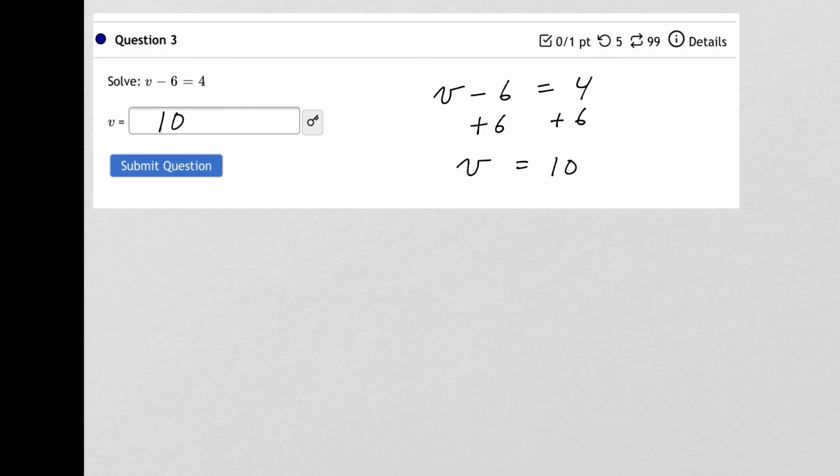And actually, how would you check it to make sure that you're correct? Because you can always check whether a solution is correct or not. You could plug it back in, right? You could take your equation where you have a v, substitute in 10, and check to make sure that this is correct. Well, 10 minus 6, on the left-hand side, I'm getting 4. On the right-hand side, I have 4. It checks. So yes, 10 is the solution. So you can always check to make sure you got the correct solution.